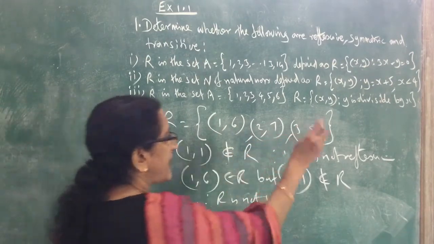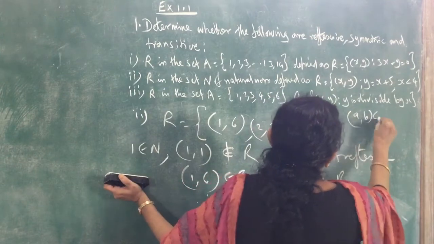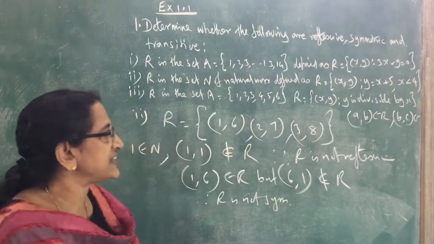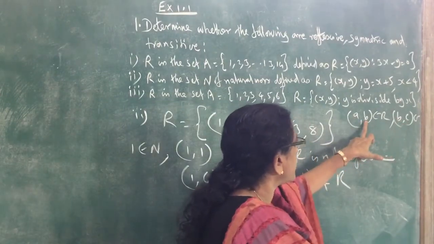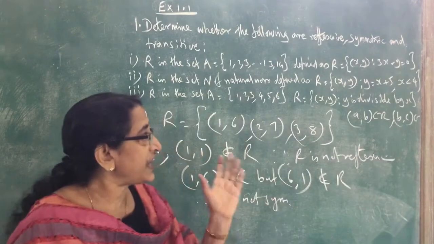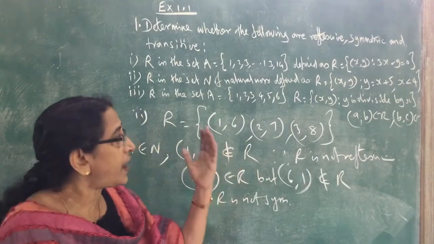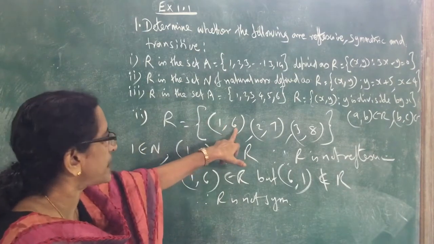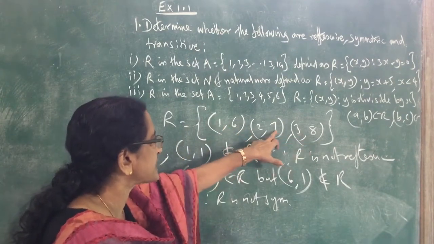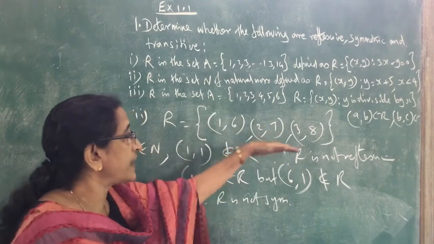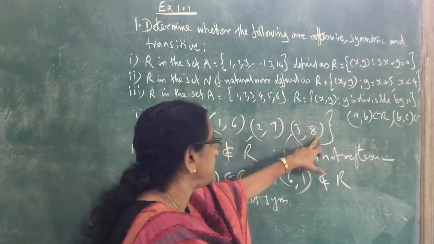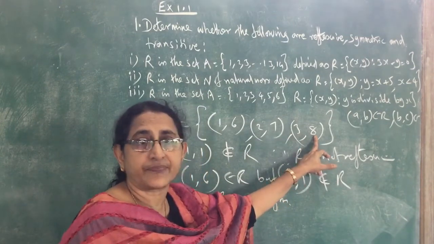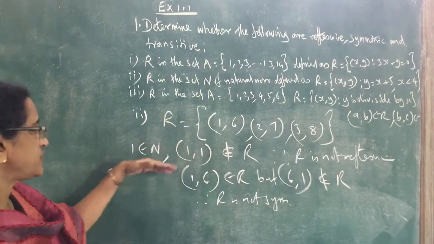See, transitive means (a, b) belongs to R and (b, c) belongs to R. Here the second element of one and the first element of the other are the same. Only if (a, b) and (b, c) are there in R, then only (a, c) should be there. So here with the first element 6, there is no other element. Similarly, here second element 7, there is no other element with first element 7. Here (3, 8), second element 8, and there is no other element with first element 8.